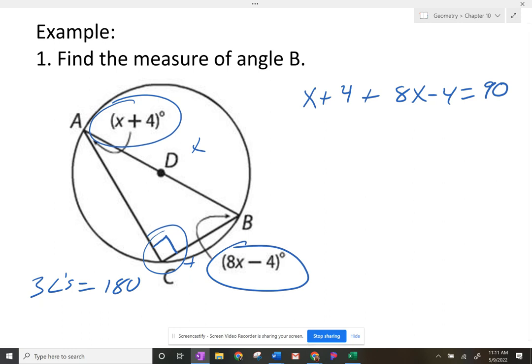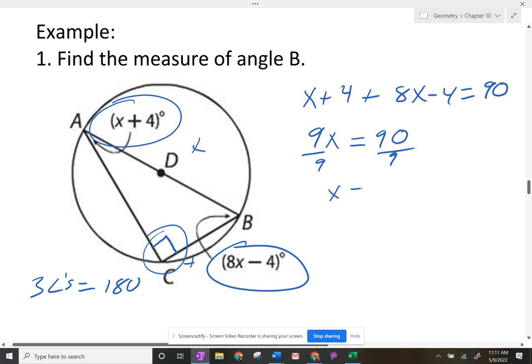Okay, this is the only one where I'm not going to set everything equal to each other. So I've got x plus 4 plus 8x minus 4. Since they're on the same side, I can combine like terms. So I got 8x plus x, which gives me 9x. 4 minus 4 equals 0. So I've got 9x equals 90. Divide both sides by 9. I got x equaling 10.